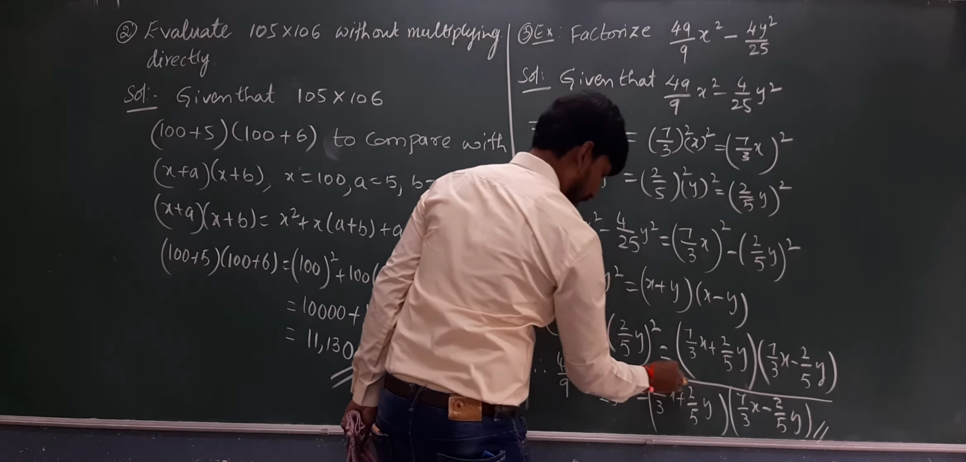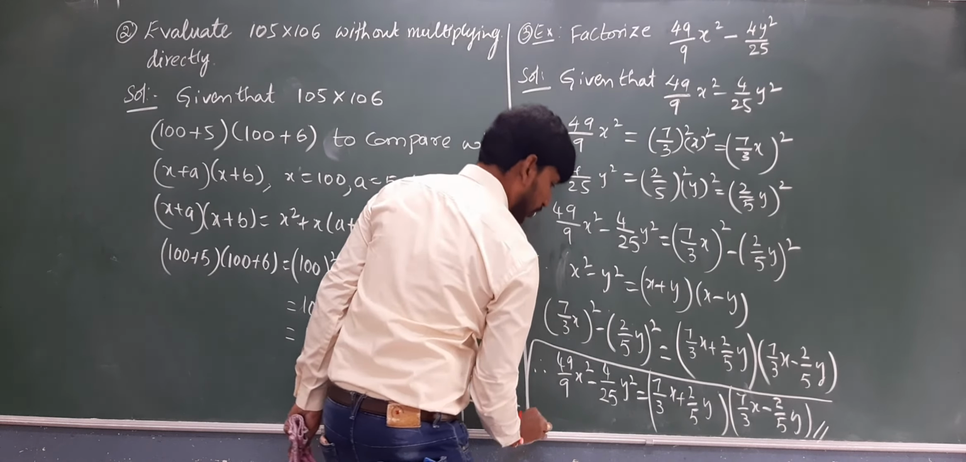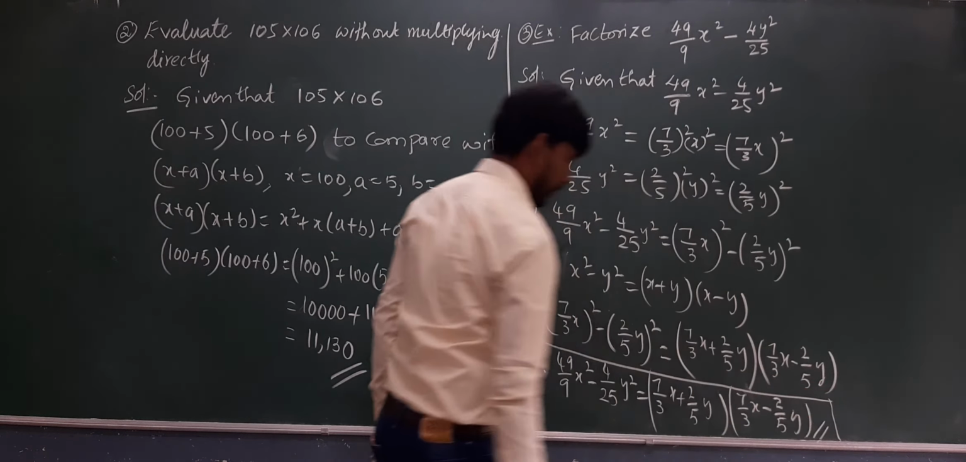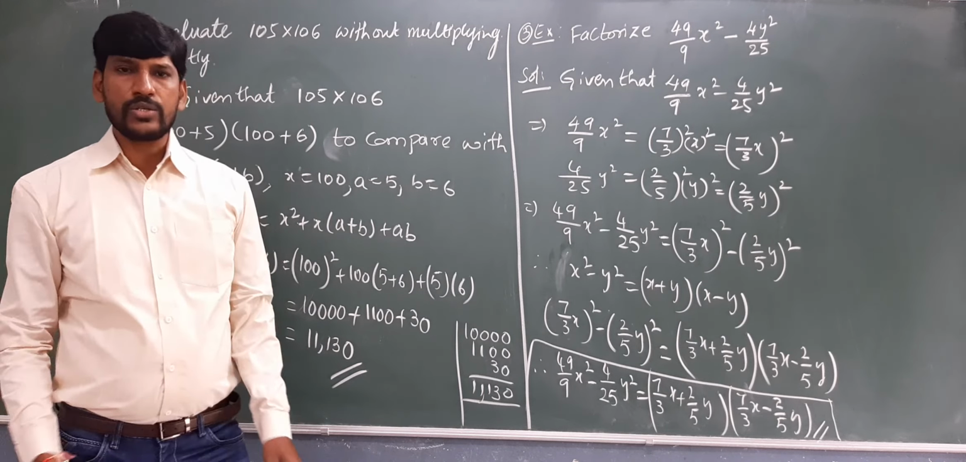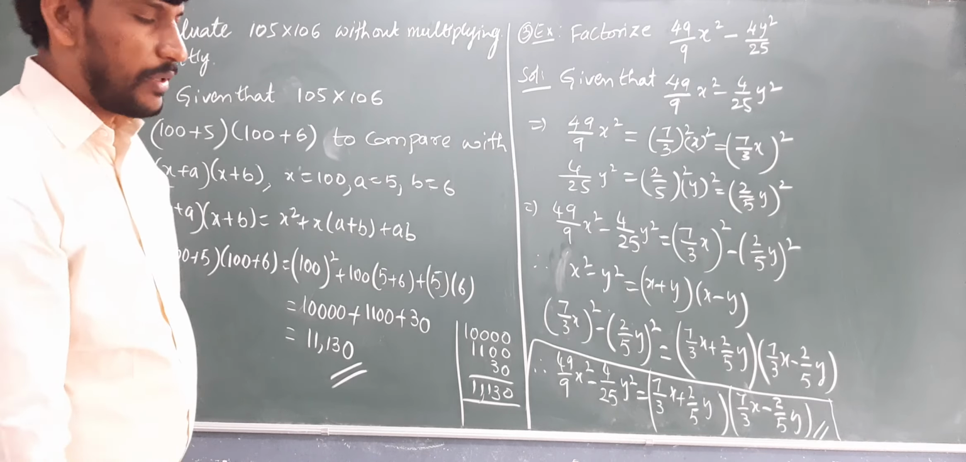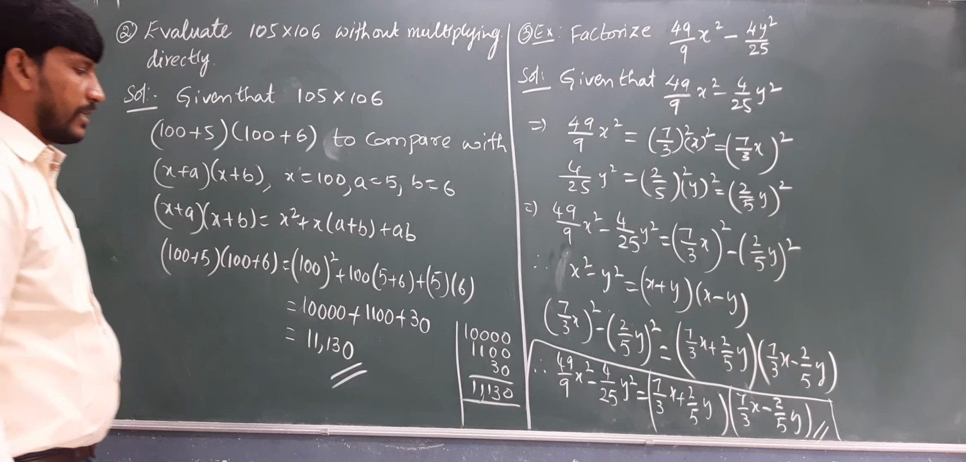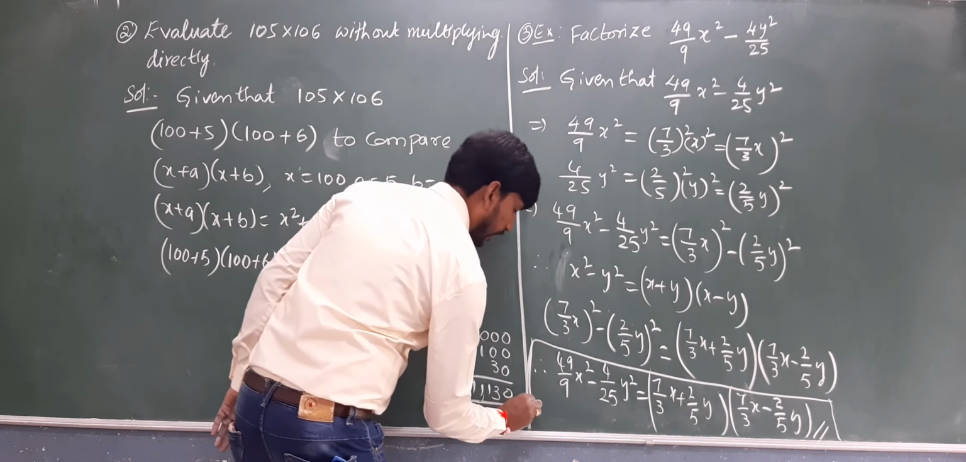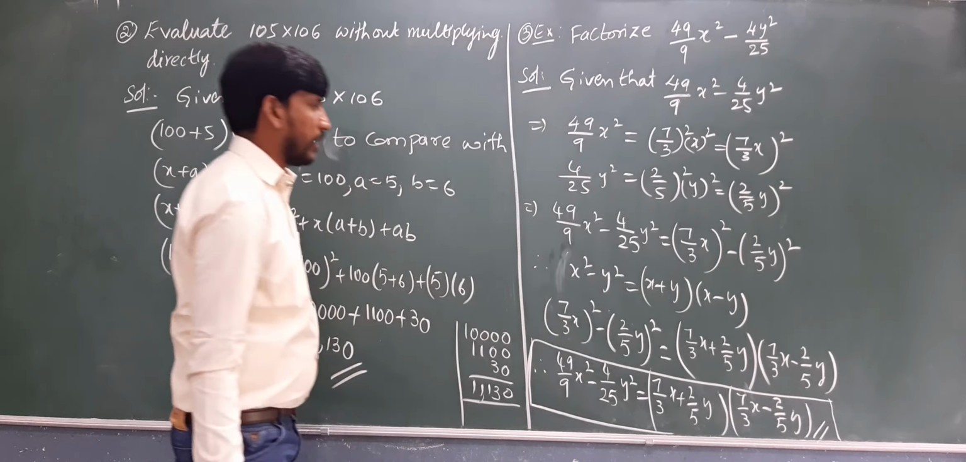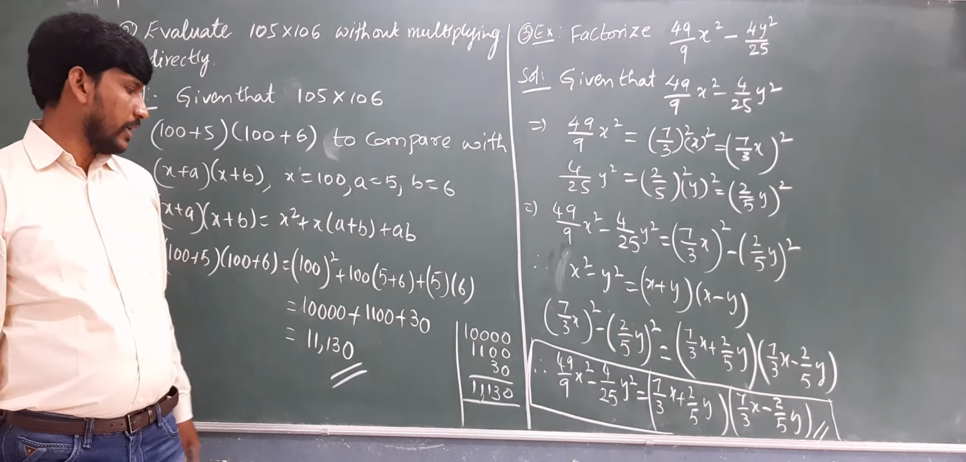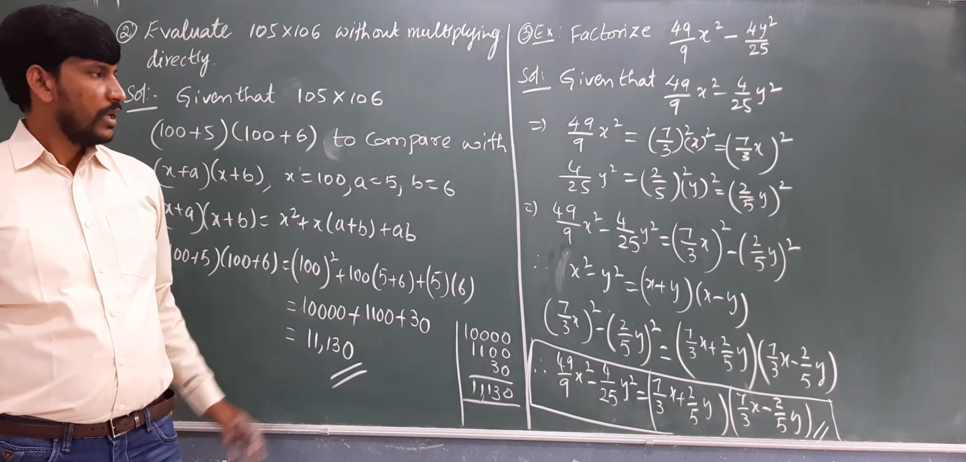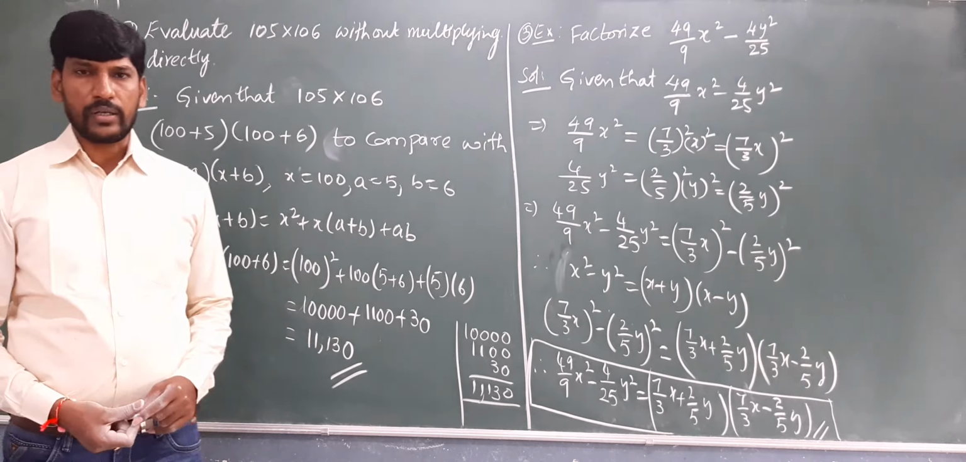Clear, my dears? I hope you understood how to factorize a given quadratic polynomial in two variables with the help of identities. Please learn these four identities. Tomorrow we are going to discuss more. Let us note down your homework.